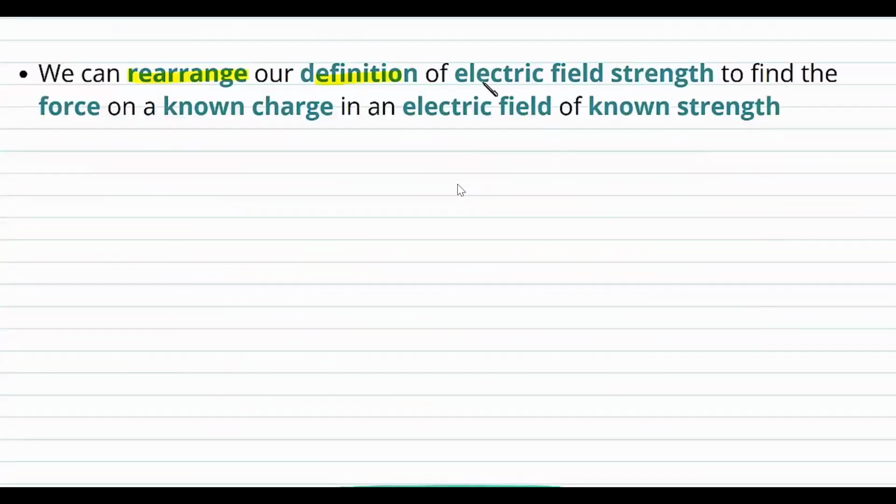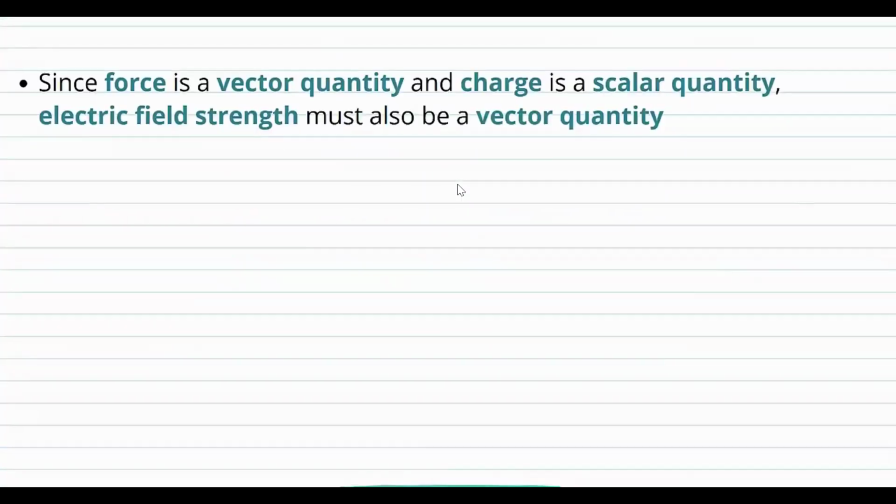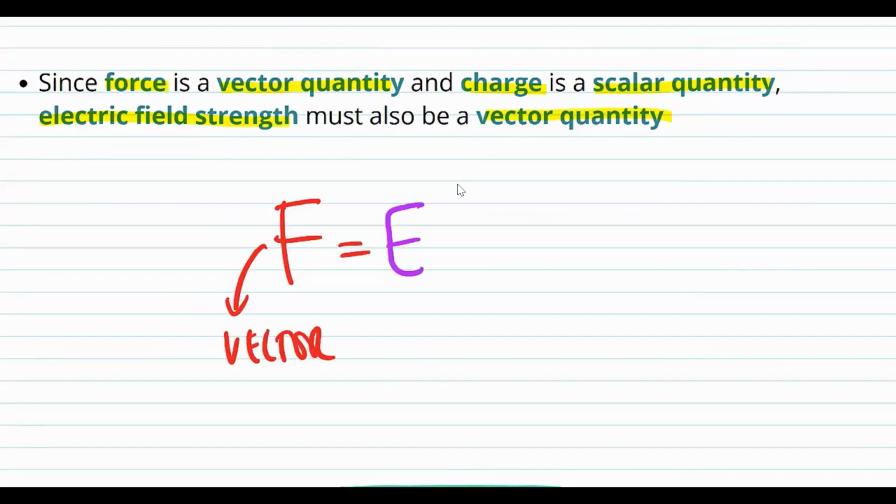We can rearrange our definition of electric field strength to find the force on a known charge in an electric field of known strength. So rearranging this equation to make force the subject, we get that force F is equal to electric field strength E times charge Q. Since force is a vector quantity and charge is a scalar quantity, electric field strength must also be a vector quantity. So here we have a vector equation with force, which is a vector, being equal to electric field strength times Q. And since we know that charge Q is a scalar, electric field strength must also be a vector.